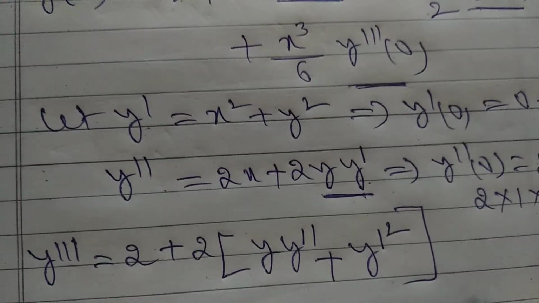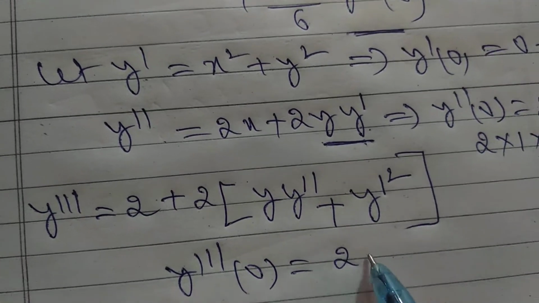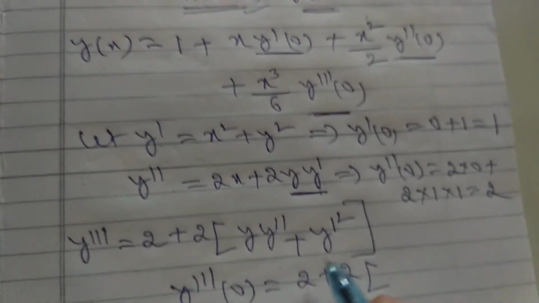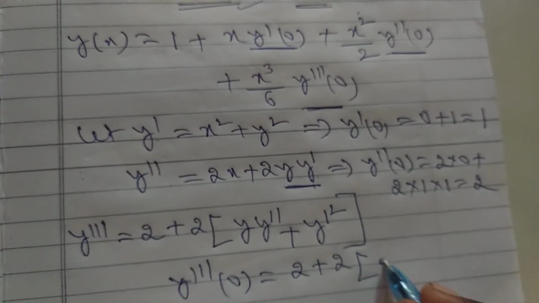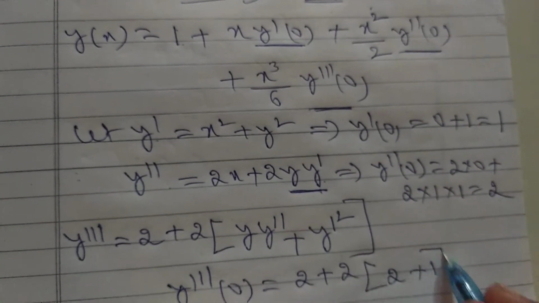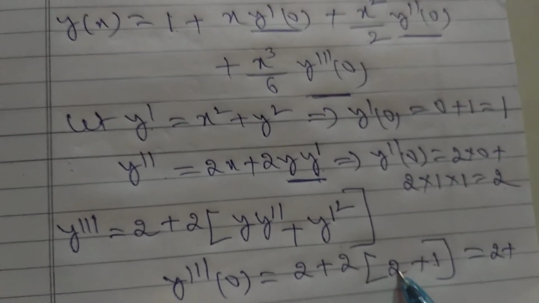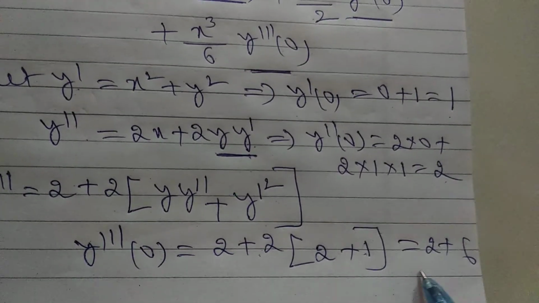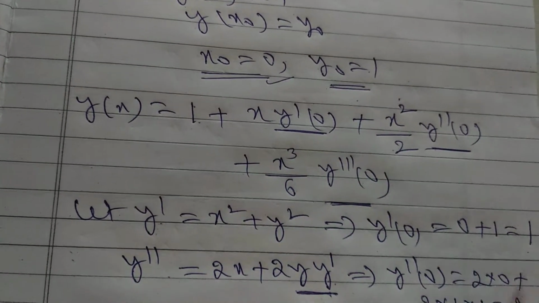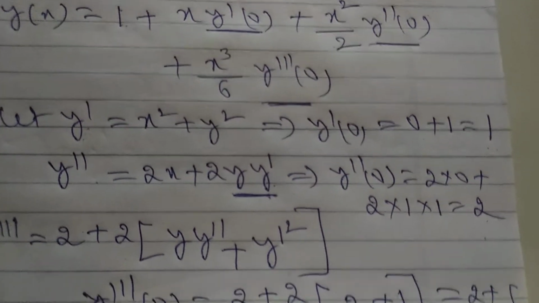Now we want y triple dash of 0. So that means 2 plus 2 into, what is the value of y of 0? y of 0 is 1. And what is the value of y double dash? It is 2, plus y dash square. What is y dash? It is 1, and 1 square means 1. So simplify this: 2 plus 1 is 3, 3 into 2 is 6, so that is equal to 8. So now we got the answer: y dash of 0 is 1, y double dash of 0 is equal to 2, and y triple dash of 0 is equal to 8.